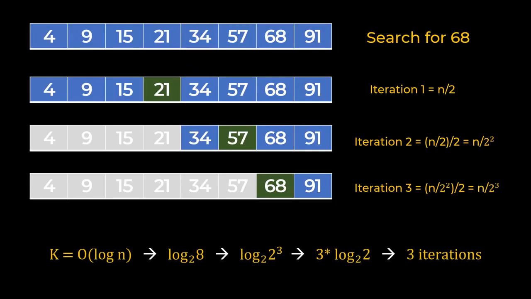Here I had 8 elements, so for 8 elements I can apply the order of log n equation, and it will be, you know, 8 is 2 raised to 3, 3 comes ahead, and log 2 to the base 2 becomes 1. Hence you find the answer that this is 3 iterations.